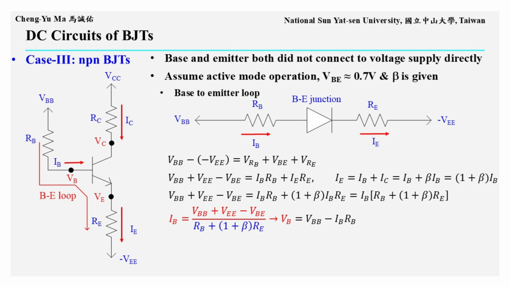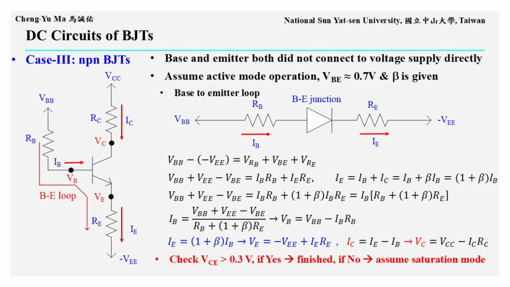Using the reflected resistance, the base current IB is equal to VBB plus VEE minus VBE divided by the quantity RB plus 1 plus beta times RE. After IB is found, the base voltage VB can be calculated as VBB minus IB times RB. Once IB is known, the emitter current IE is 1 plus beta times IB. Then the emitter voltage VE can be found from negative VEE plus IE times RE. Equivalently, VE can also be obtained from VB minus VBE, which is approximately VB minus 0.7 volts.